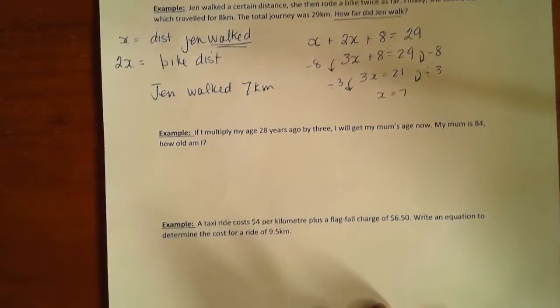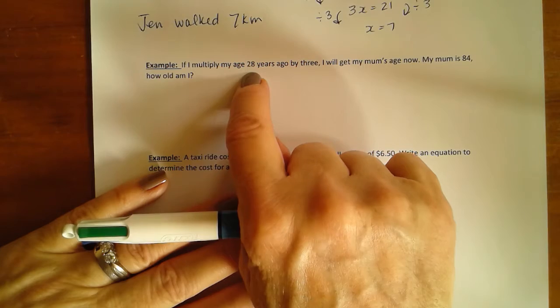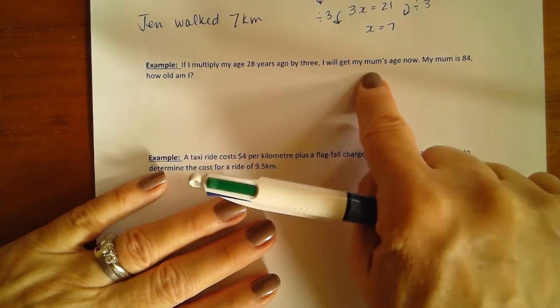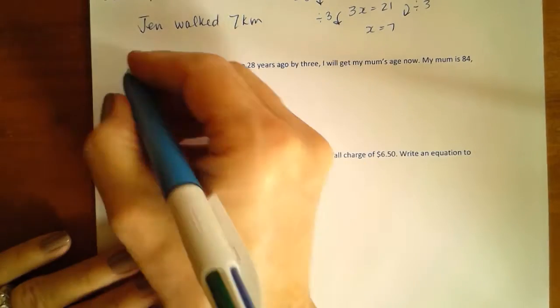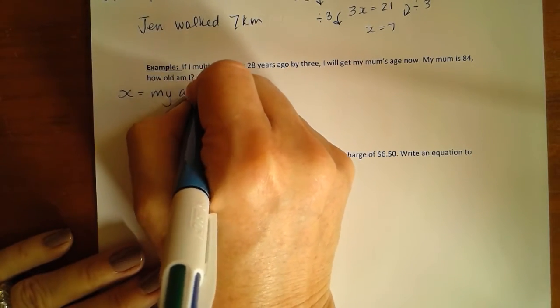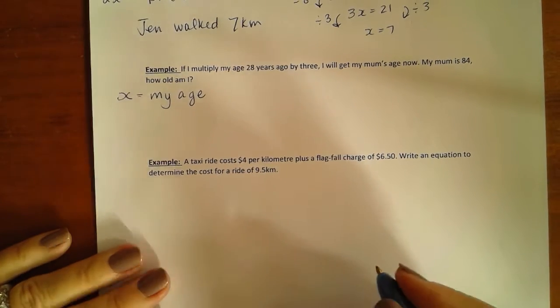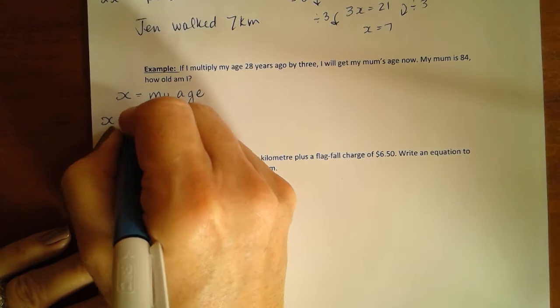Okay, the next one says, if I multiply my age 28 years ago by 3, I will get my mom's age now. And my mom's 84. How old am I? So I'm going to put x is my age. You might put Mrs. Rafferty's age there. And I'm going to say 28 years ago, I was x minus 28. Whatever my age is minus 28.